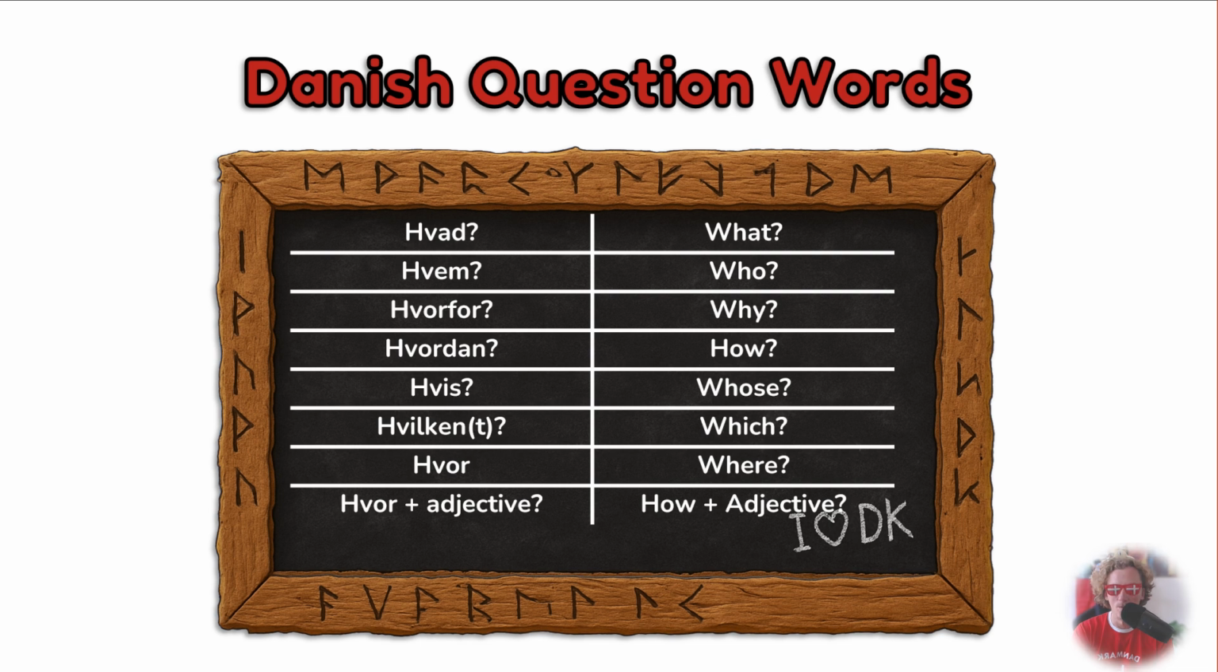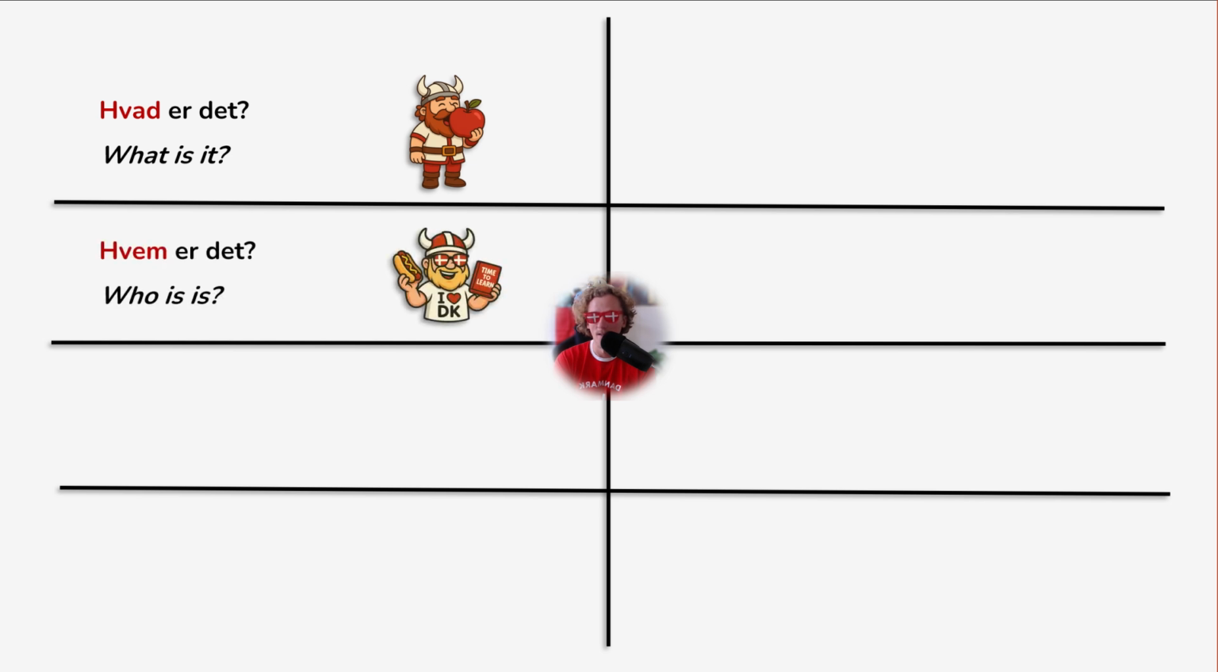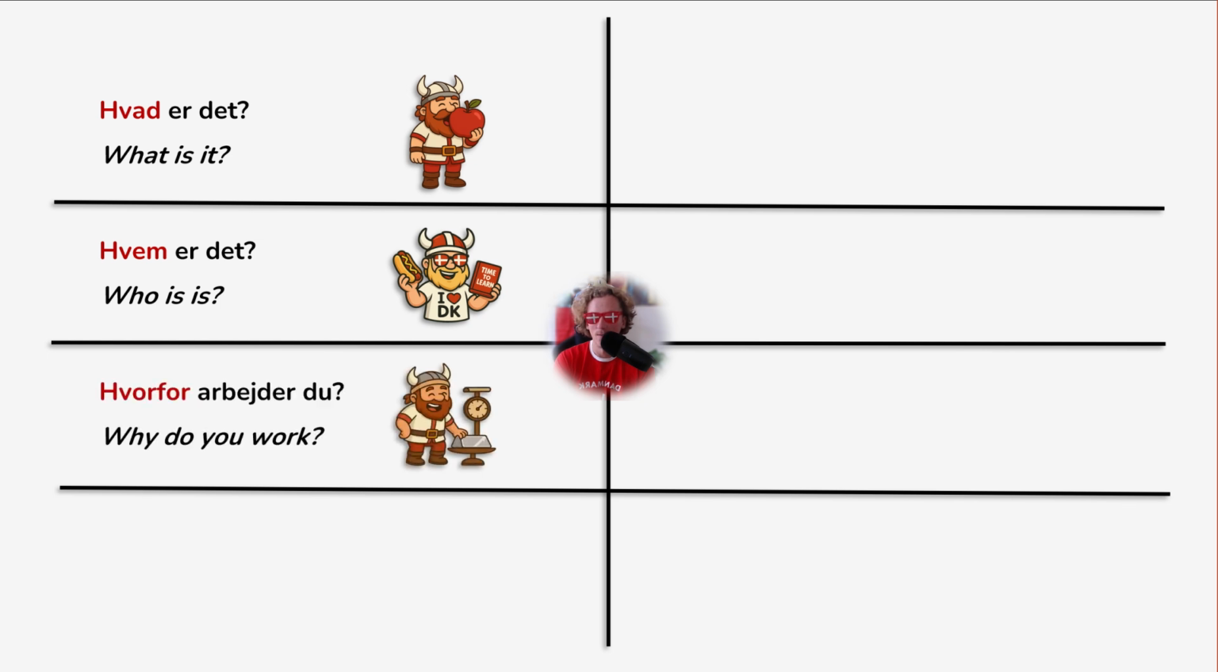Okay, let's move on. So here we have a grid. Let's first look at some examples of how we can construct sentences in the present tense. So, hvad er det? What is it? Hvem er det? Who is it? Hvorfor arbejder du? Why do you work?